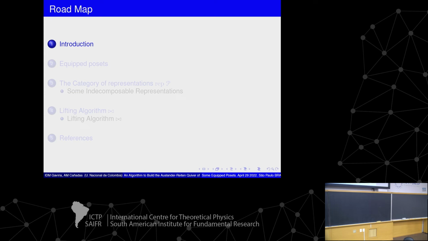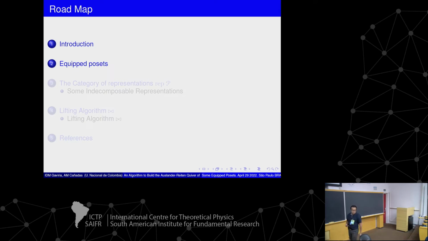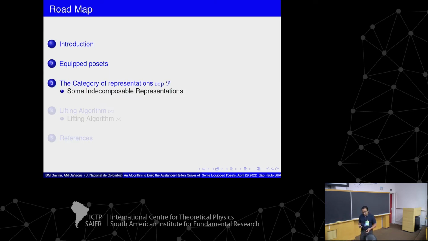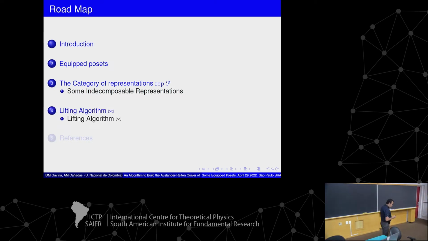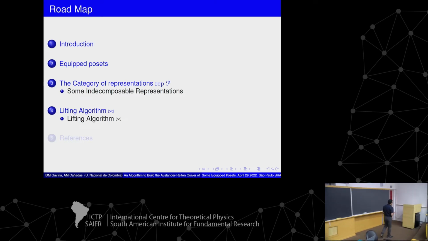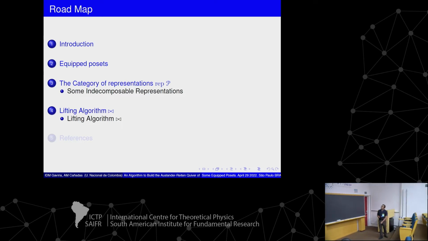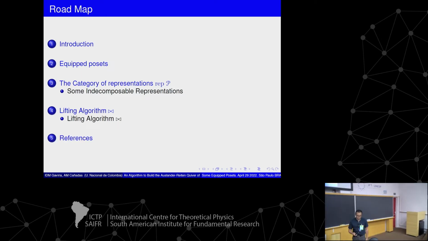This is the roadmap of the talk. It's divided in these 5 parts. First of all, I introduce a brief history about the representation of partially ordered sets. Then I introduce the equiposet and present the curricular representation of equiposet. Later, I present the lifting algorithms which permit building the Auslander-Reiten Quiver for some equiposets, and some references.